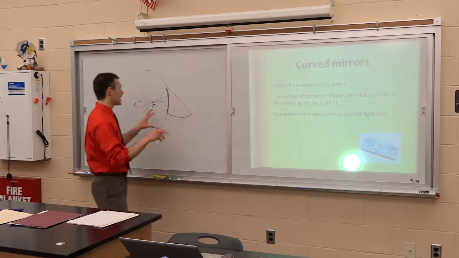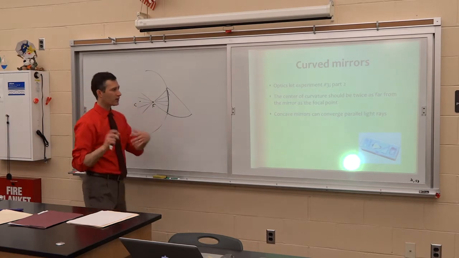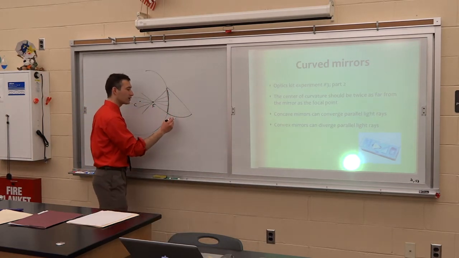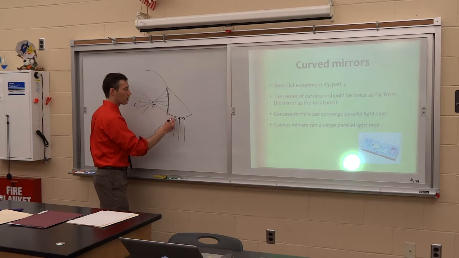Hopefully we did see that the concave side of the mirror did converge those light rays, as we just said a couple minutes ago, and that the convex side of the mirror, so like this one, took those light rays that were originally parallel and caused them to diverge.